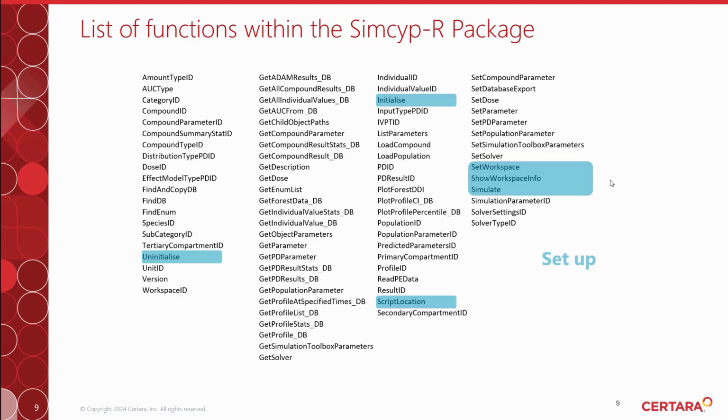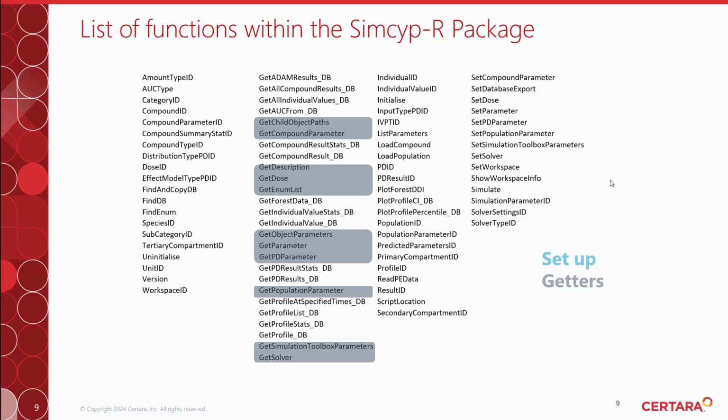Here is the list of functions within the Simcyp-R package, and what we can see highlighted in blue are the setup functions. So these are the functions that are needed in order to run a basic script using the Simcyp-R package. The next set of functions are the getters. What these functions do is that they go into the Simcyp workspace and extract parameter values for you. So for example, if you have forgotten the dose that is used within the workspace, you can use the function getDose in order to extract the dose value that is within that workspace.